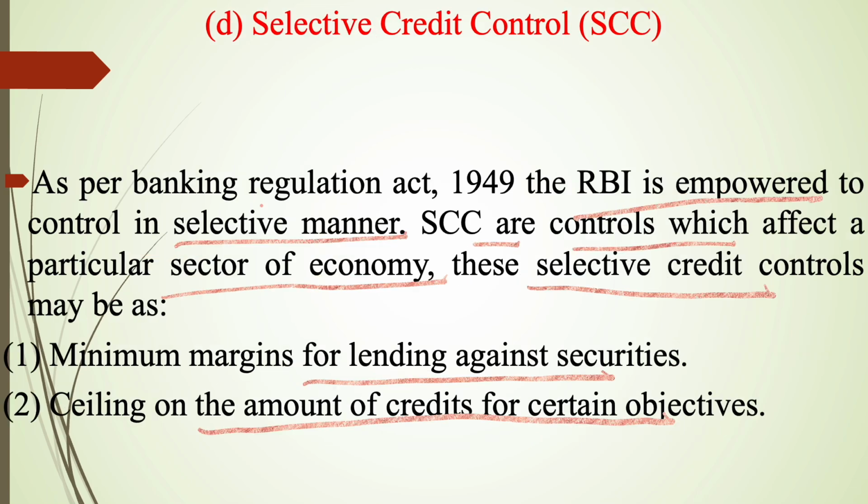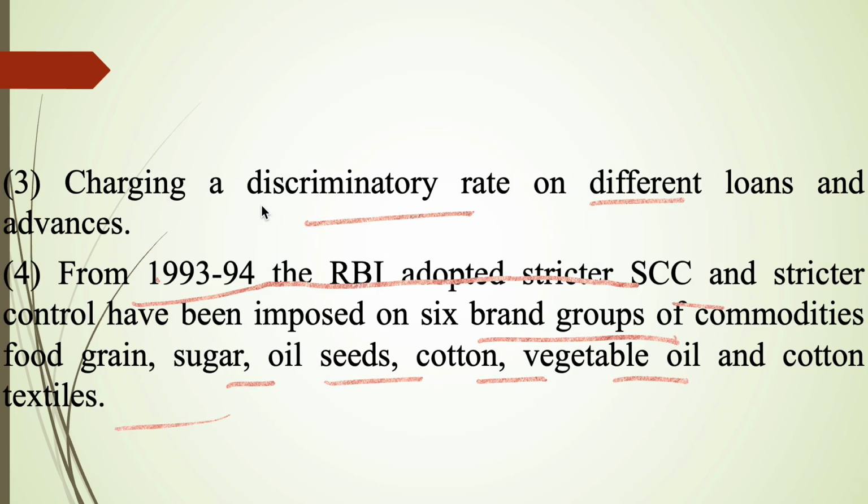And the last one is the SCC, which is Selective Credit Control. It is also governed by the Banking Regulation Act 1949. There are different measures taken under it, like minimum margins for lending, ceiling on the amount of credit, charging a discriminatory rate on loans and adopting stricter SCC. So these are the different measures of credit control under monetary policy taken by RBI. So this is all about this topic.